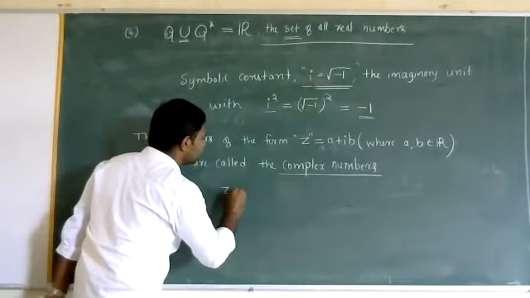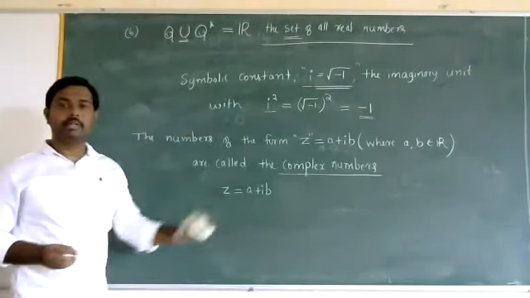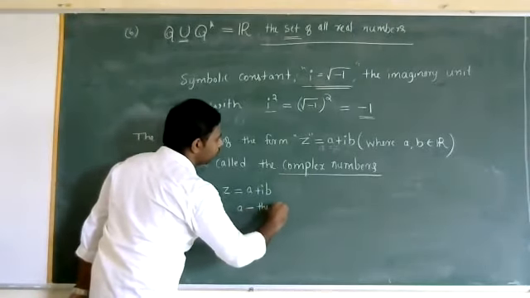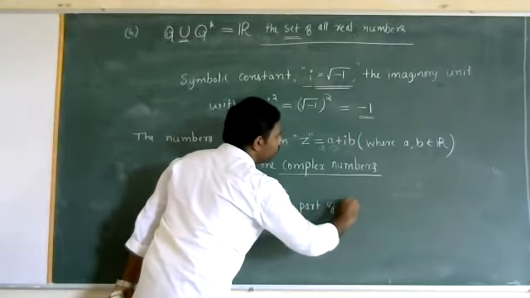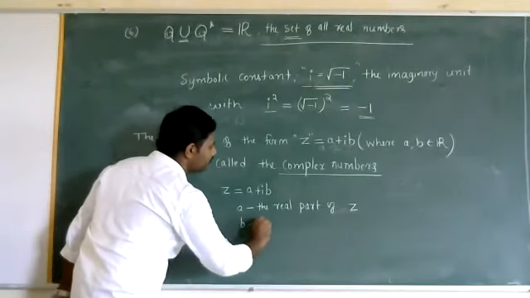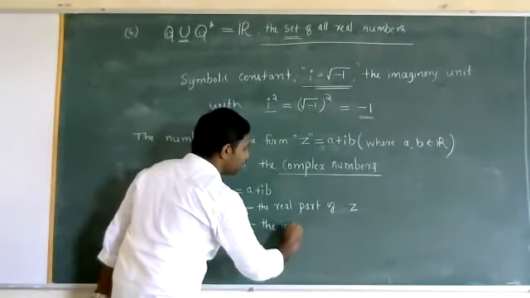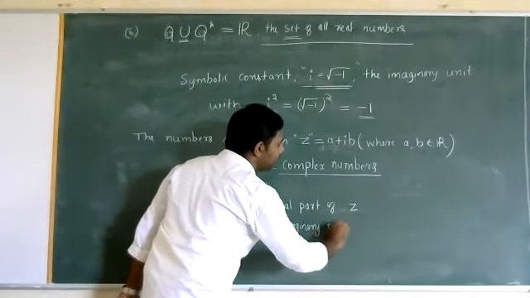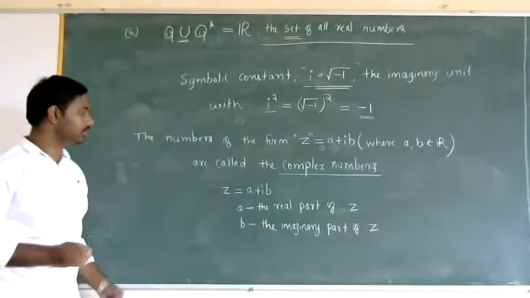And in this complex number a plus ib, a is called the real part of the complex number z, and b is called the imaginary part of the complex number z. Right?